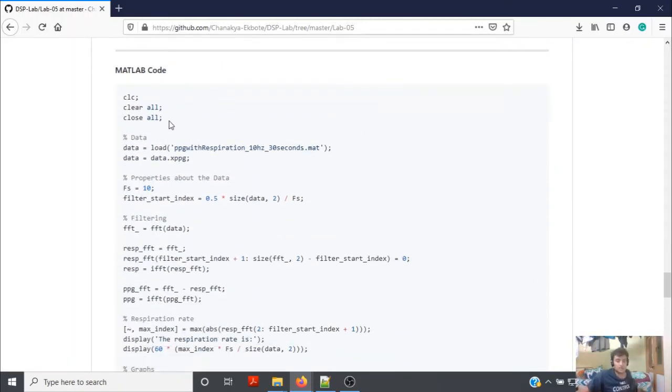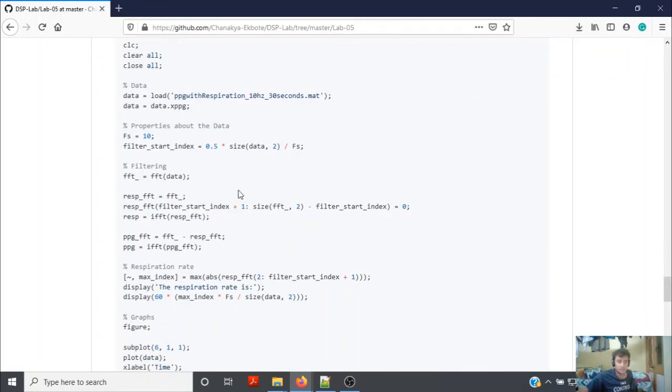So the Matlab code is pretty easy actually. We do the same process as we have done before, but the great thing of using Matlab is you can calculate the FFT just using this, and you can filter it out just using matrix slicing that we have done here. You just take the filter start index plus 1 till the length of the entire signal minus the filter and make that 0. That will give you the respiratory signal. And if you calculate the inverse Fourier transform, we get the respiratory signal in the time domain.